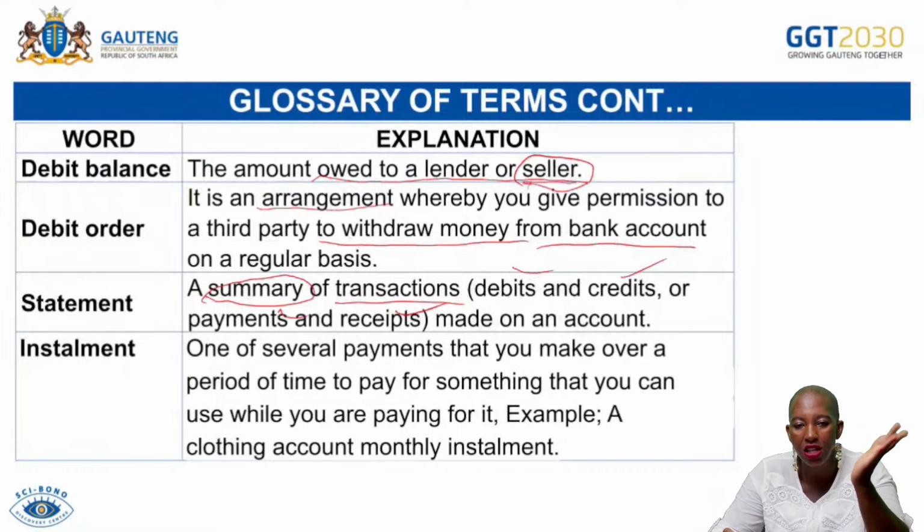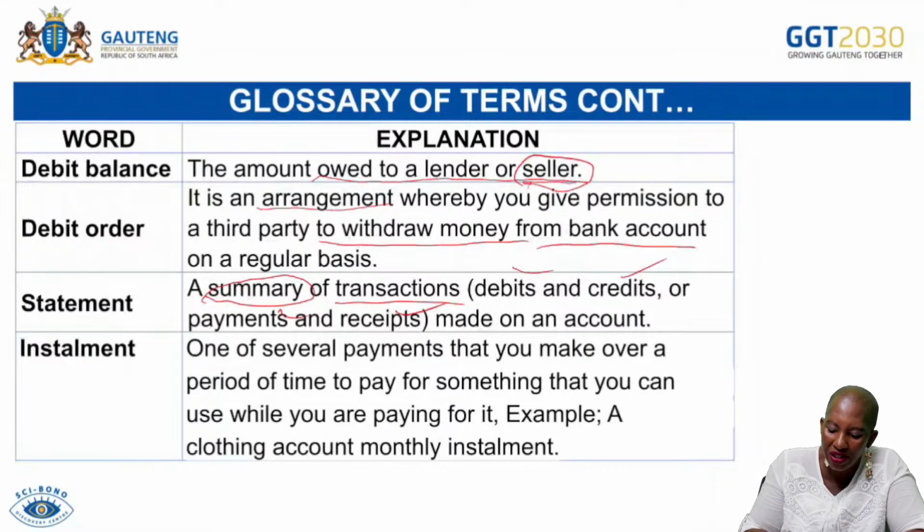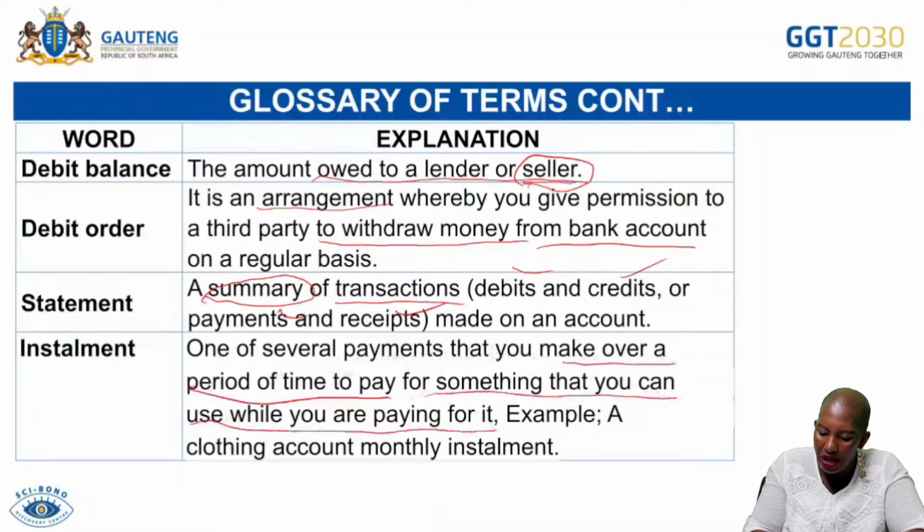Now, what is an installment? One of several payments that you make over a period of time to pay something that you can use while you are paying for it. Example, a clothing account monthly installments.